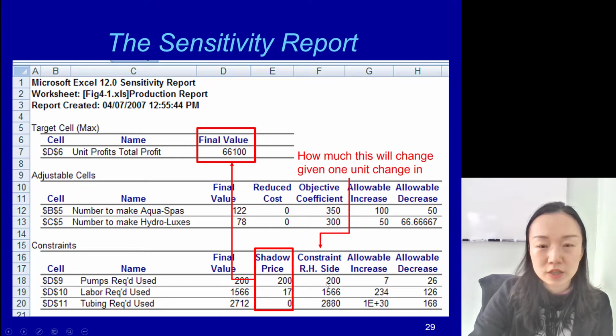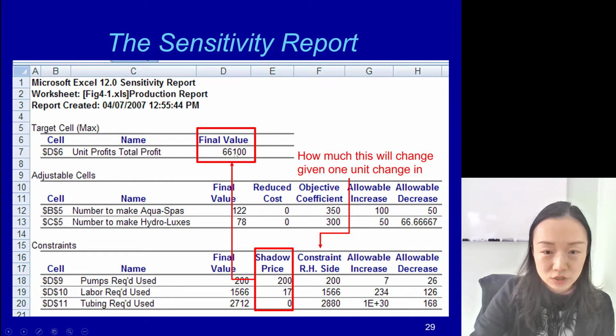So interpreting this in the context of that problem, we're saying that currently we have 200 pumps. And if we get 1 more pump available, then we can increase our total profit from $66,100 to $66,300 because we're going to bring 200 increase to this final value.